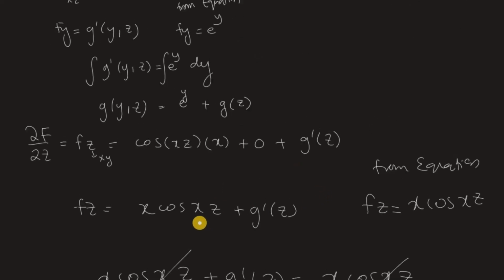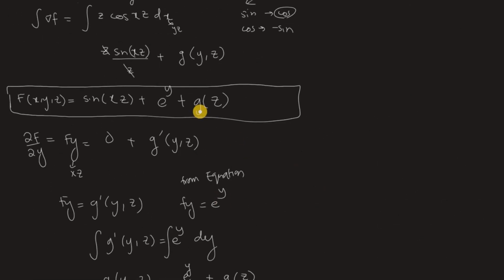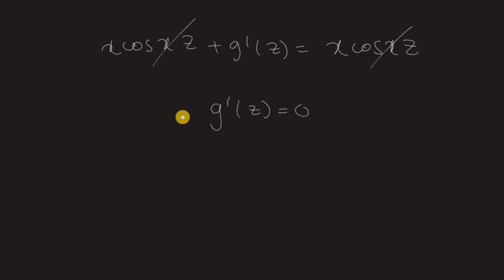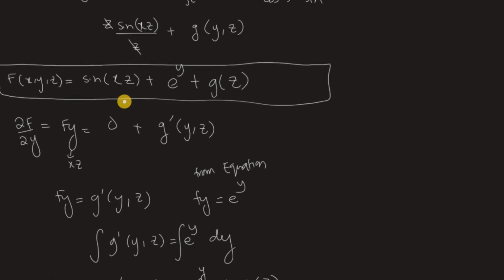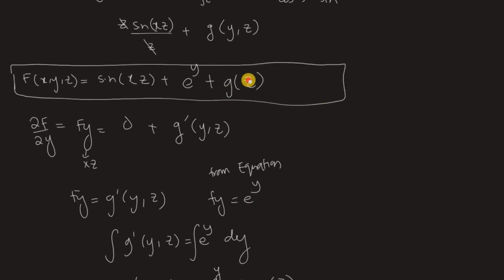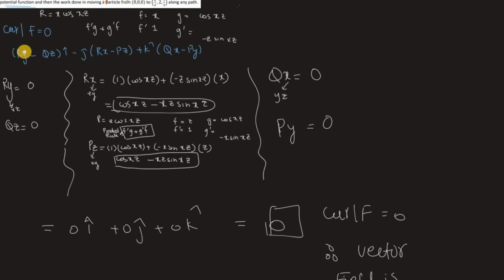Okay, and we are not looking for g prime of z, we are looking for g of z. So we're going to take the integral, and if we take the integral, this becomes g of z, and the integral of 0 is nothing but a constant c. So g of z is simply a constant c. So you can finally make this equation, so then it becomes plus c, and this is your final answer for the potential function.